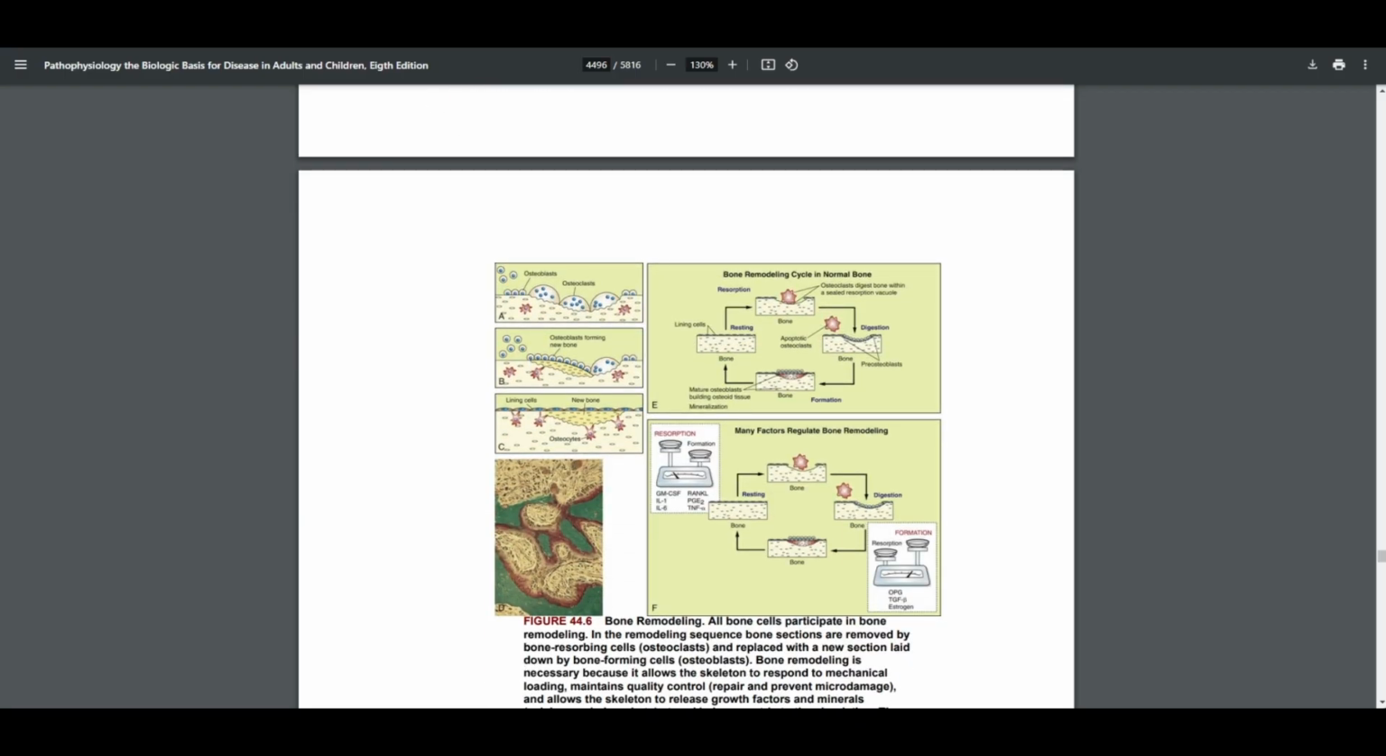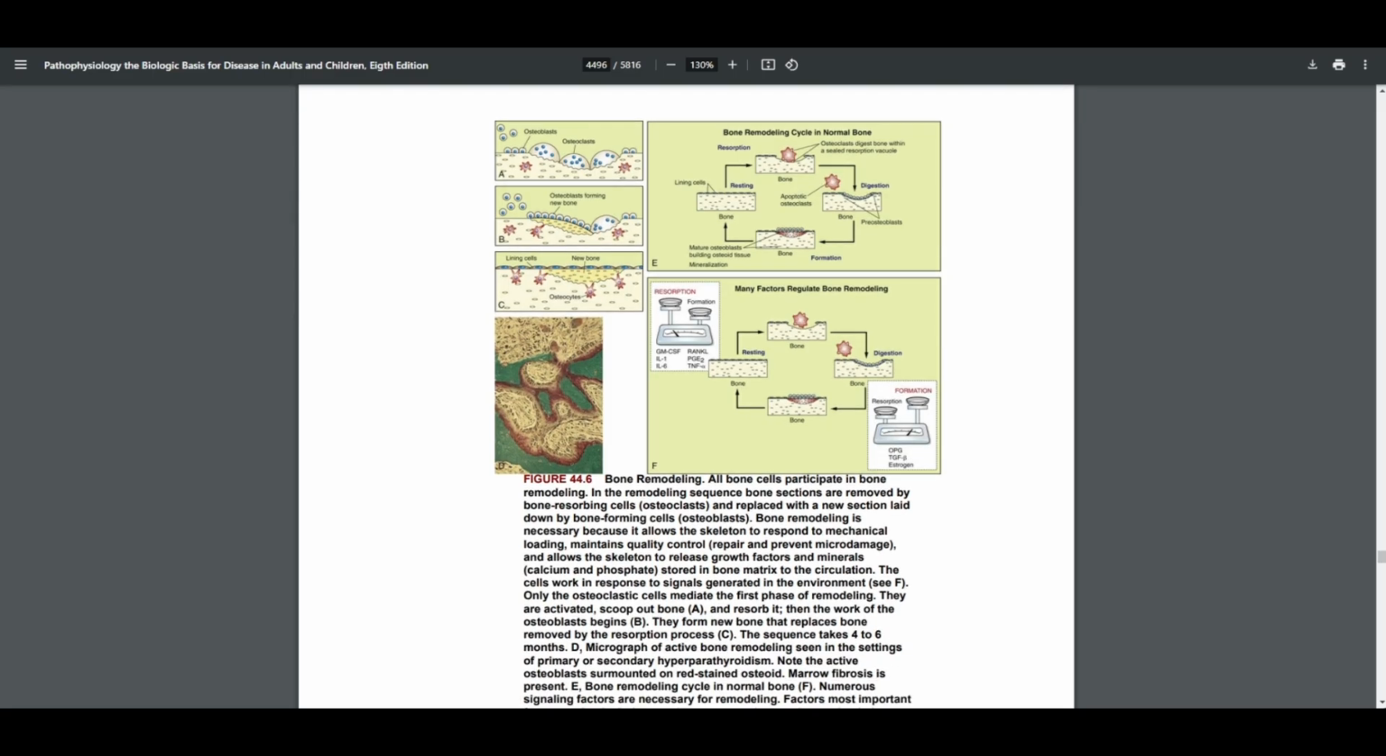So here we're taking a look at bone remodeling. Again, hit pause so you can take a look at all the different steps and how the formation takes off and puts back on.